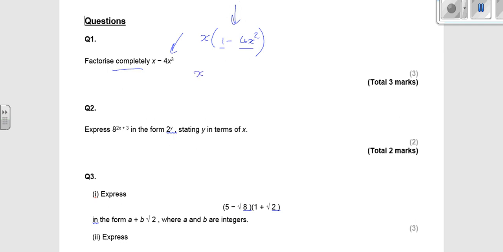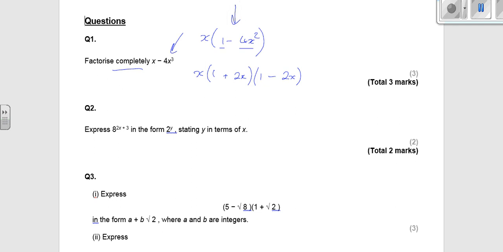So then we still have the x. Remember, we've got to keep that x. And we factorise that set of brackets. 1 times 1 is 1. 2x times 2x is going to be 4x squared. One of them's got to be positive, one of them's got to be negative. And doing that gets you the 3 marks.